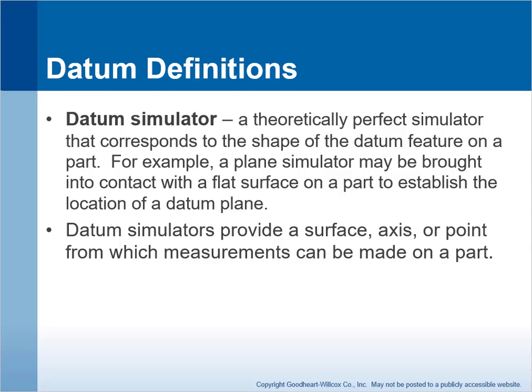A datum simulator is a theoretically perfect simulator that corresponds to the shape of the datum feature on a part. For example, a plane simulator may be brought into contact with the flat surface of a part to establish the location of a datum plane. Datum simulators provide a surface, axis, or point from which measurements can be made on a part. So I want you to think of datum simulators as something you use to check your parts, something used to simulate the location of a datum. We'll talk a lot more about this.